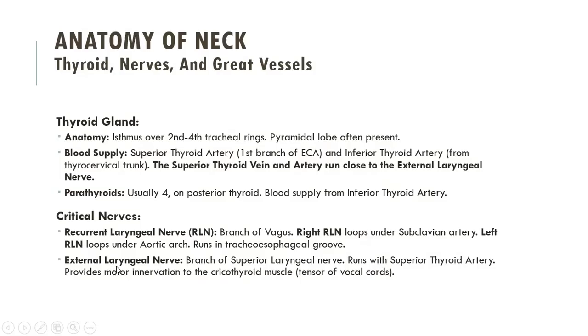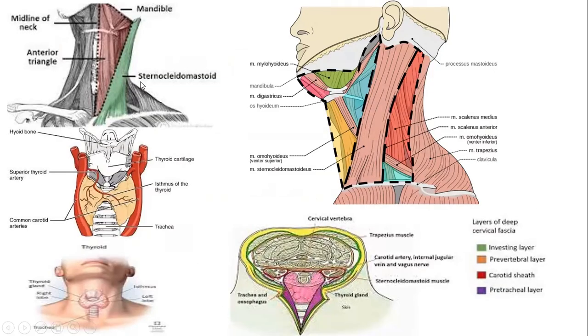Now the external laryngeal nerve, a branch of the superior laryngeal nerve, runs with the superior thyroid artery and provides the motor innervation to the cricothyroid muscles, which are the tensors of the vocal cords. So this is the overall anatomy of the neck.